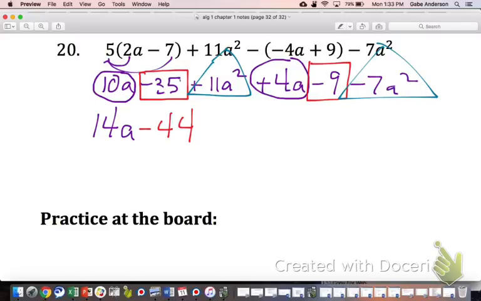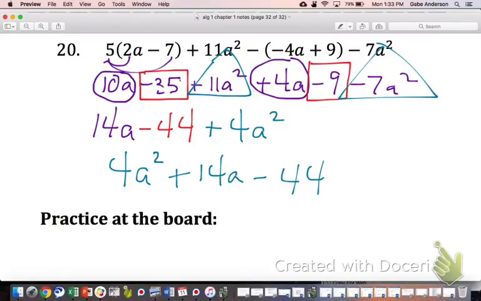Okay, so then what is 11a squared plus negative 7a squared? It'd be positive 4a squared. Okay, so that would be it. The only other thing I would add: are you guys used to writing answers like this in descending degree, or descending exponents? Some folks are comfortable doing this. They'd write 4a squared plus 14a minus 44. You see how the exponents on the variables decrease? 2, 1, and then no variable.